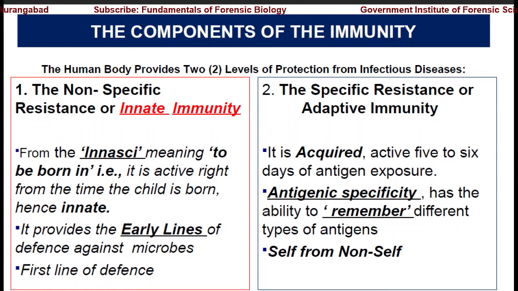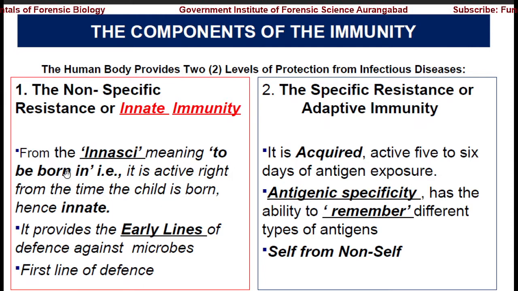Now we will discuss the components of immunity. The human body provides two layers of protection from infectious diseases. One is non-specific resistance, which we call innate immunity, and the second is specific resistance, which we can call adaptive immunity.